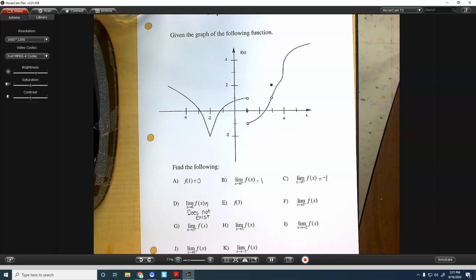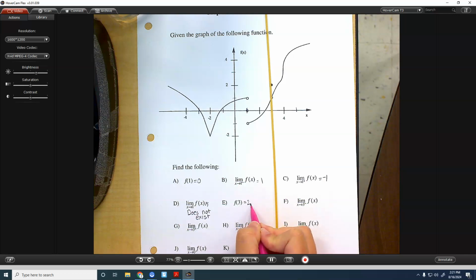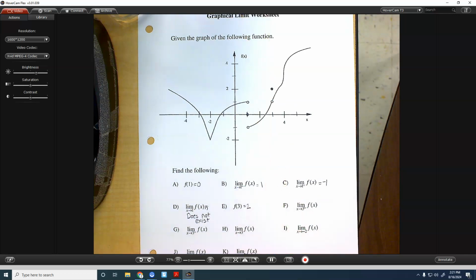Okay, so let's find f of 3. What is f of 3 going to be? 3 is right here. Kind of. It's a little crooked there, but right here. You have a hole, but you also have that dark circle up there above it. So I would agree with those of you that said 2. So f of 3 is 2.